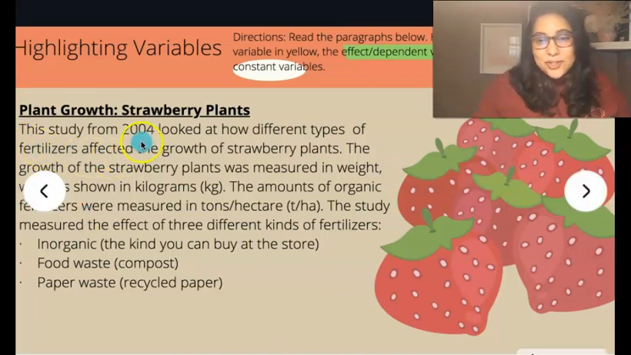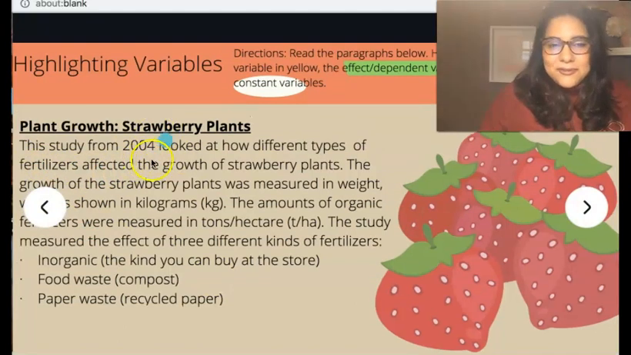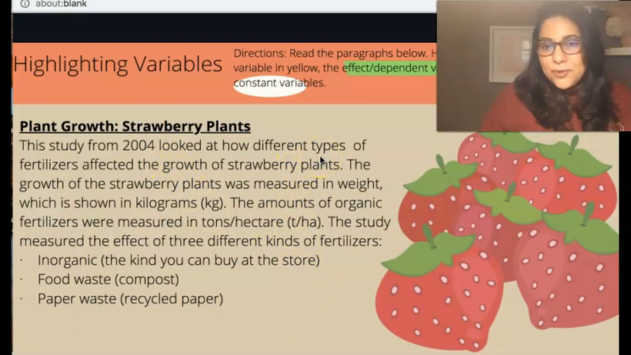Plant growth in strawberry plants. This study from 2004 looked at how different types of fertilizers affected the growth of strawberry plants. The growth of the strawberry plants was measured in weight, which is shown in kilograms. The amount of organic fertilizer was measured in tons. The study measured the effect of 3 different kinds of fertilizers: inorganic, which is the type you buy at the store, food waste, compost, or paper waste, recycled paper.